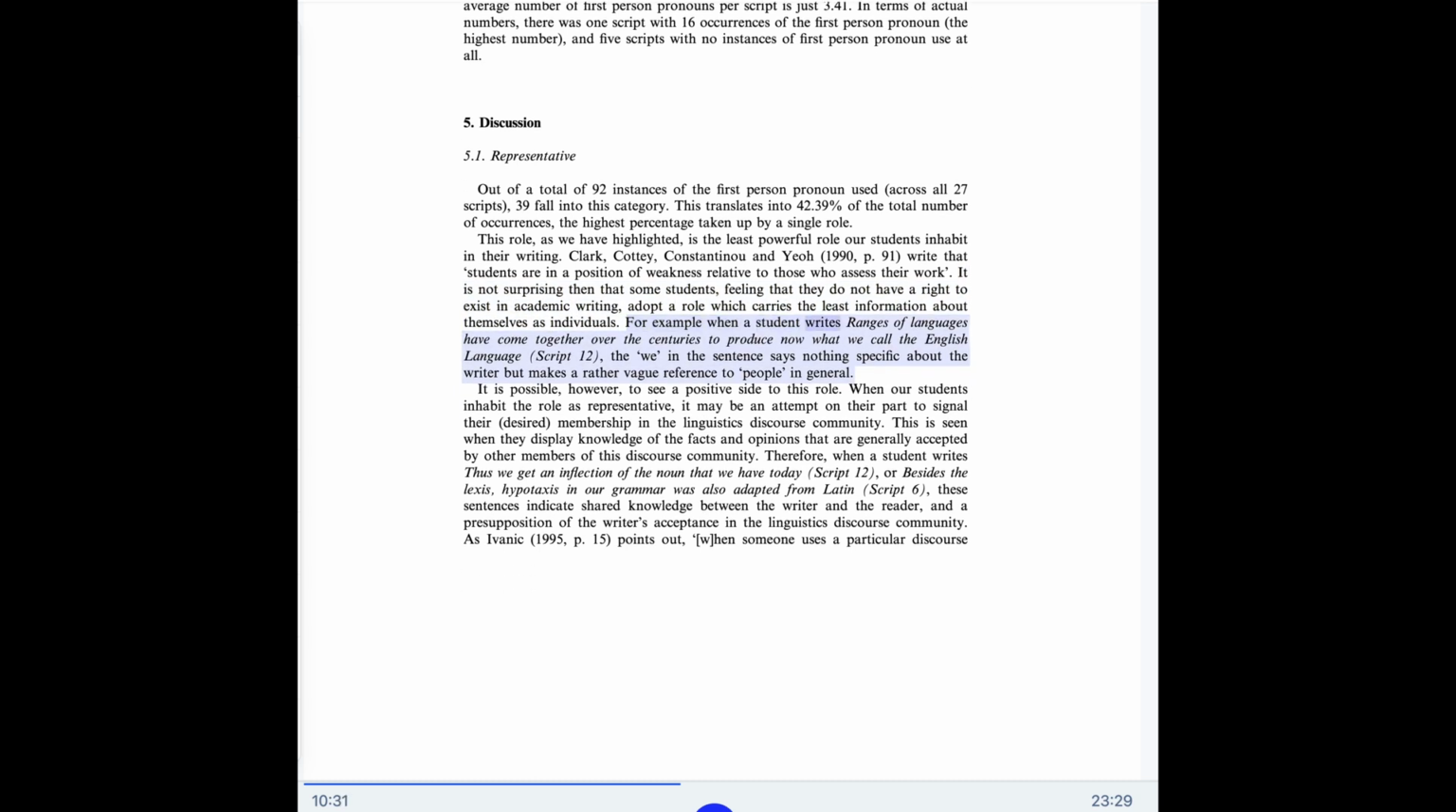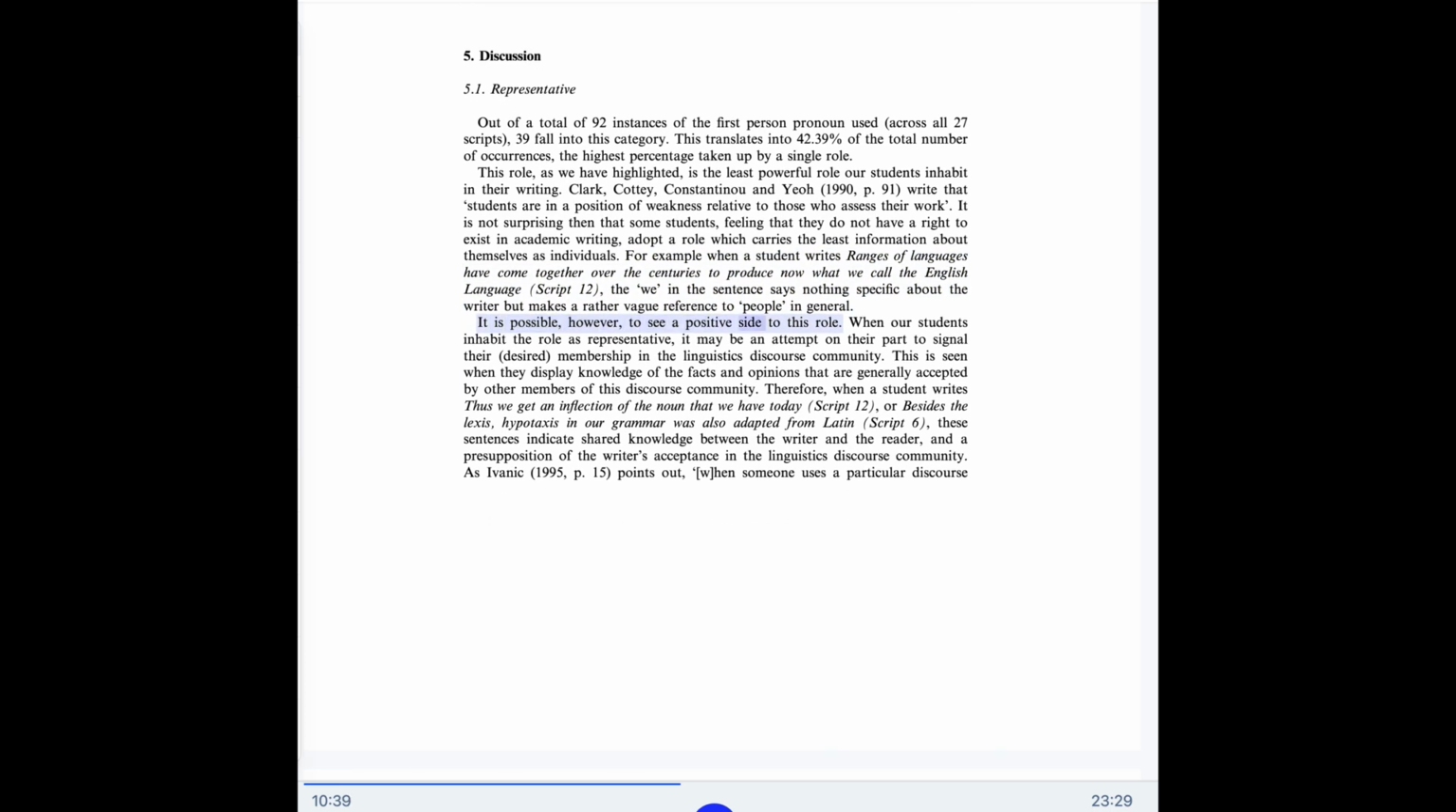For example, when a student writes "a range of languages have come together over the centuries to produce now what we call the English language" (script 12), the "we" in the sentence says nothing specific about the writer but makes a rather vague reference to people in general. It is possible, however, to see a positive side to this role. When our students inhabit the role of representative, it may be an attempt on their part to signal their desired membership in the linguistics discourse community.